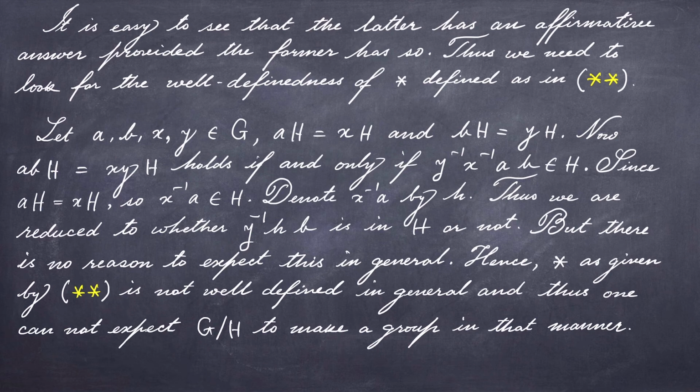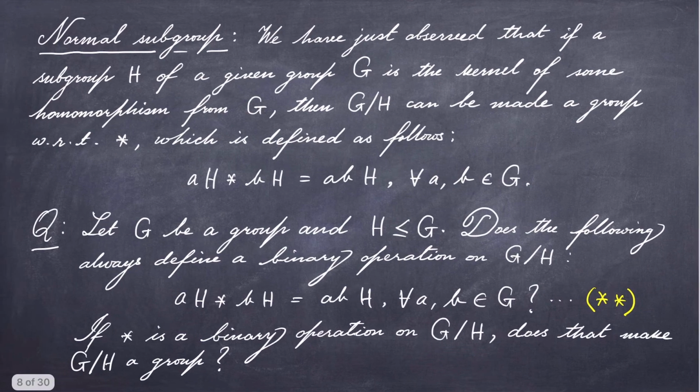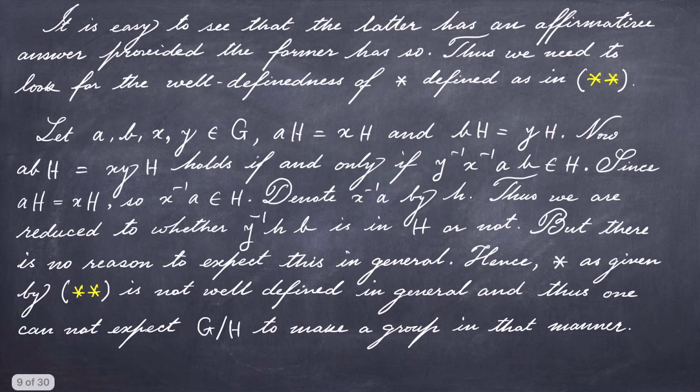So let's go somewhat slow and observe something very simple. That is, suppose the group is abelian, then we can simply switch this h and Y inverse. Since BH equals YH, Y inverse B will be in H, hence the product will be inside H. So if G is abelian, then certainly this is going to be a binary operation for any H, and hence this is going to be a group. Okay, so abelianness can be a sufficient condition.